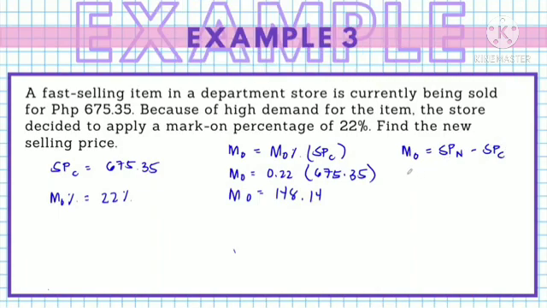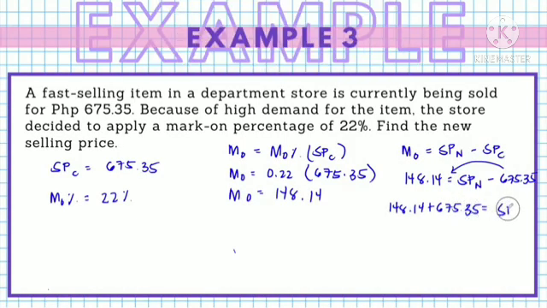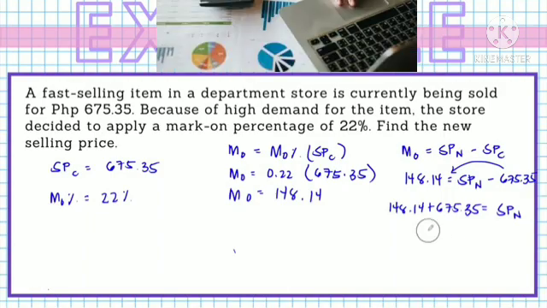We have our mark-on is equal to the new selling price minus the current selling price. Substituting what is given, we have 148.14 is equal to the new selling price minus 675.35, and transposing this to the other side, we have 148.14 plus 675.35 is equal to the new selling price. Simplifying, we have 823.93 as our new selling price.